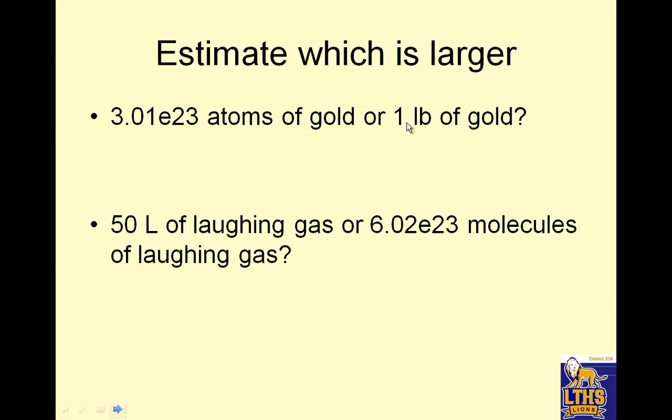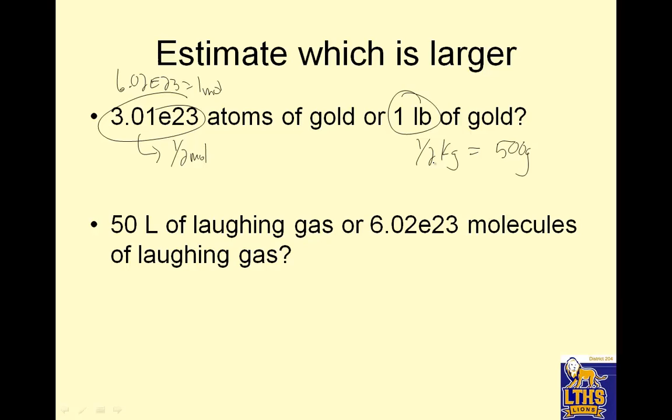Estimate which is larger, 3.01 E23 atoms of gold or 1 pound of gold? Well, 1 pound of gold is about half a kilogram. Okay? Half a kilogram is about 500 grams. 3.01 E23 is about half a mole, because 6.02 E23 equals 1 mole. So 500 grams, now if I go to the periodic table and find the molar mass of gold, because I'll admit I know it's pretty big, but I don't know how big, it's 196.97. So 500 divided by about 200 is about 2.5 moles. So that means 1 pound of gold is 2.5 moles. This is half a mole. 1 pound is bigger.